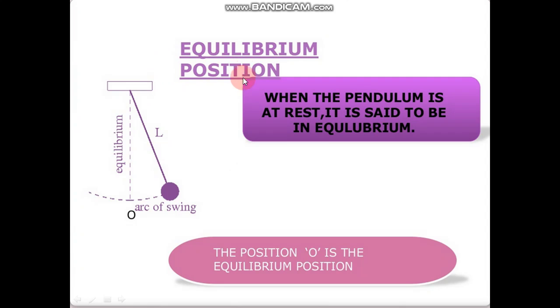Equilibrium position. When the pendulum is at rest, it is said to be in equilibrium. Here in the figure, O is the equilibrium position, because in this position the pendulum remains at rest.